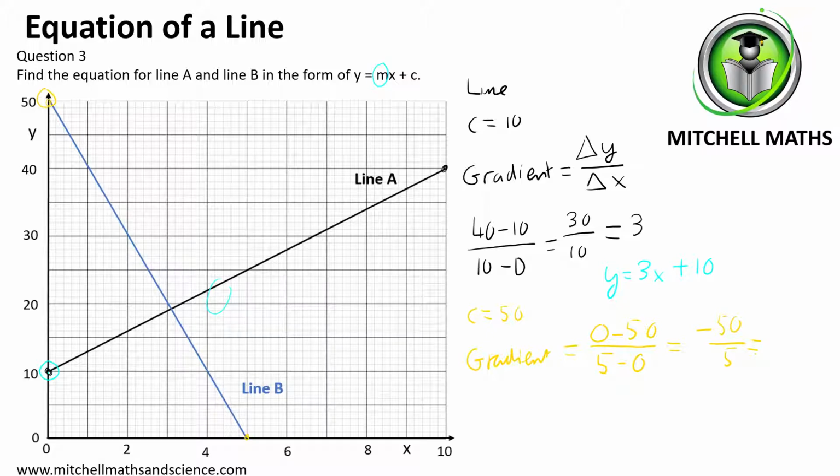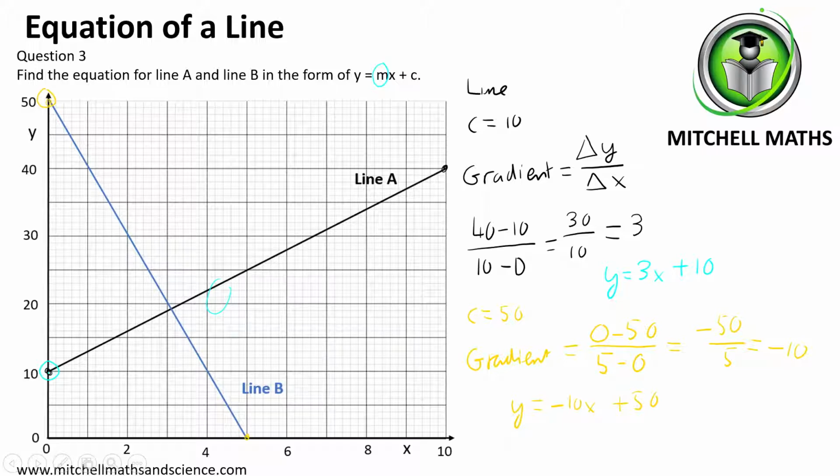Well, minus 50 divided by 5 is minus 10. Therefore, I know that my gradient is minus 10 and that my y-intercept is 50. If I want to write out my equation, that would be y = -10x + 50.